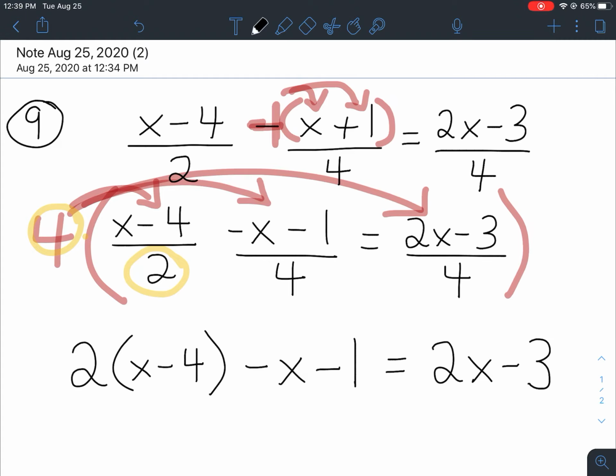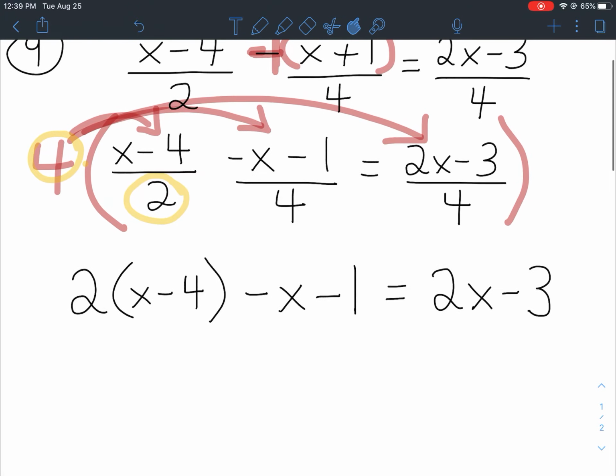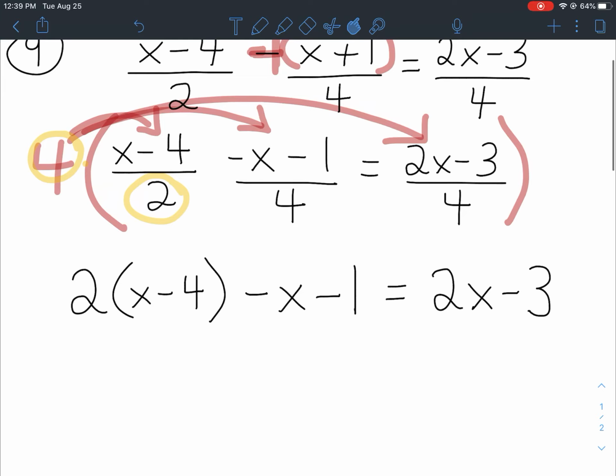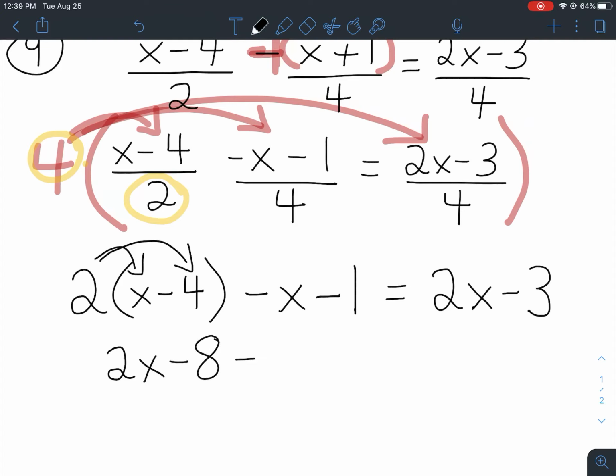Feel free at any point in this video to pause it if you need more time. Okay, so now moving on here, we have a number outside this parenthesis, so we're going to distribute. So 2 times x is 2x, and 2 times -4 is -8, and then bring everything else down.